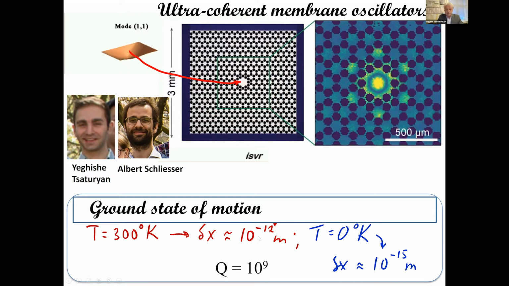So we are able to make those oscillators with Q factors as high as 1 billion, and they oscillate at a mechanical frequency of about 1 megahertz. And if you take all those numbers together, then you will see that indeed the zero-point fluctuations are of the order of a femtometer, and at 300 Kelvin you have about 1 million phonons there, so you have oscillations of 10 to the minus 12 meter.